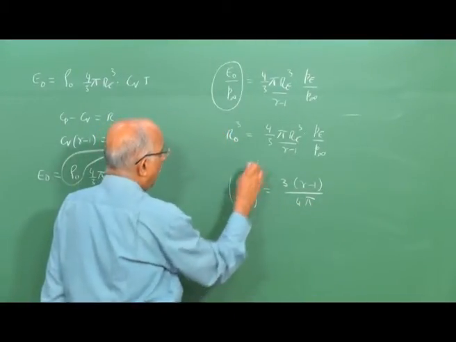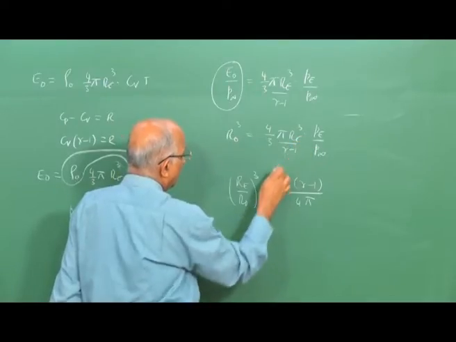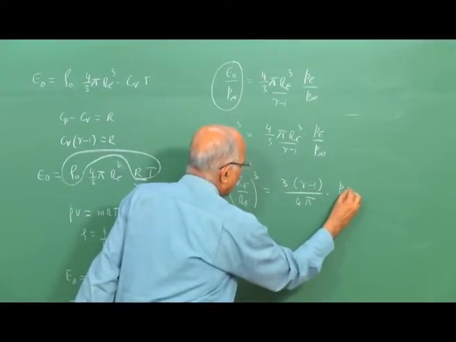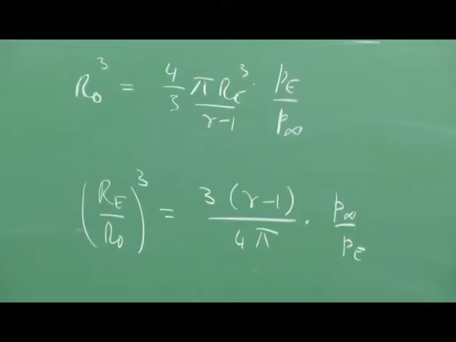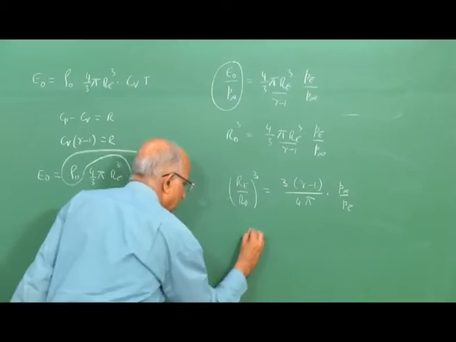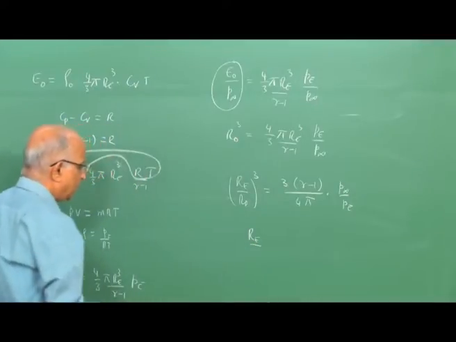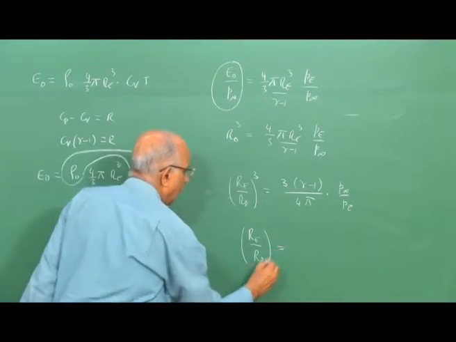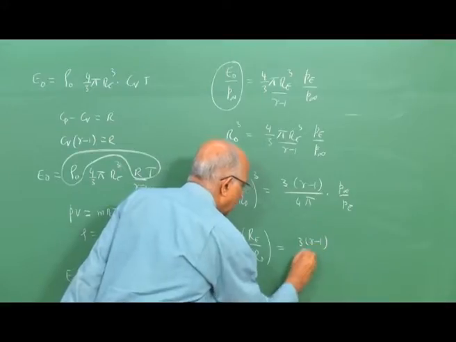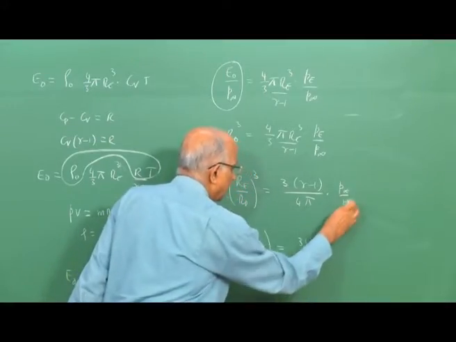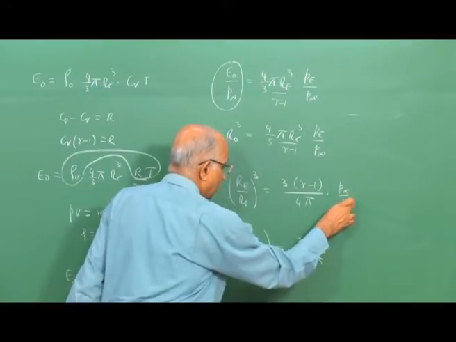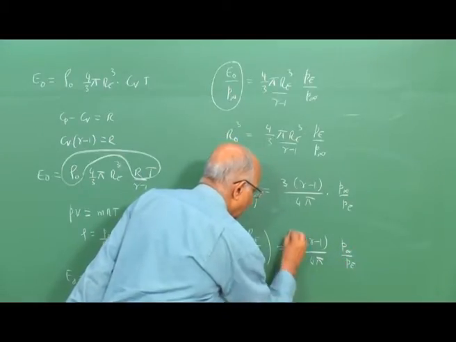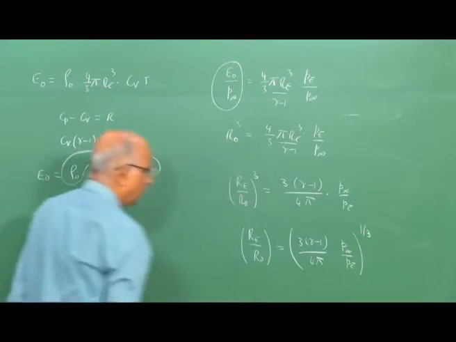Let us see if it is all right. Re divided by R naught is equal to 3 times gamma minus 1 divided by 4 pi into P ambient divided by Pe over here. Now, we take the value, therefore, the energy release takes place in a radius Re divided by the explosion length R naught is equal to, I get 3 gamma minus 1 divided by 4 pi into P ambient divided by the pressure of the explosive. Let us put it down, I will give the numbers shortly, into explosive to the power 1 by 3.